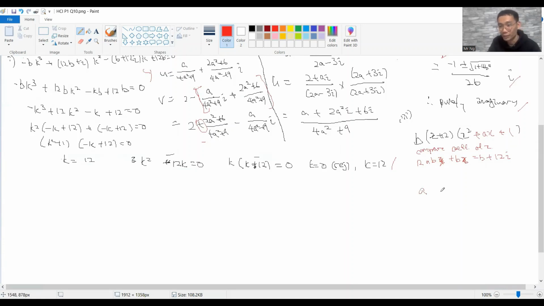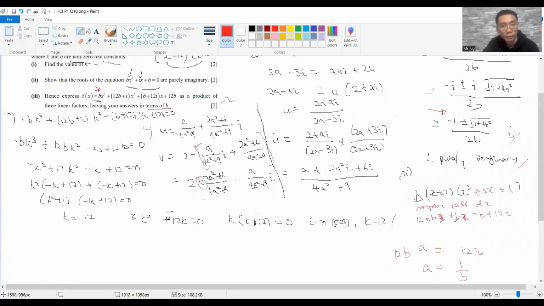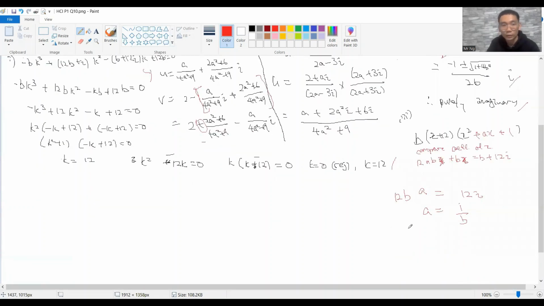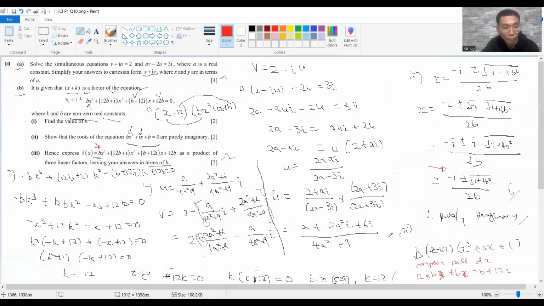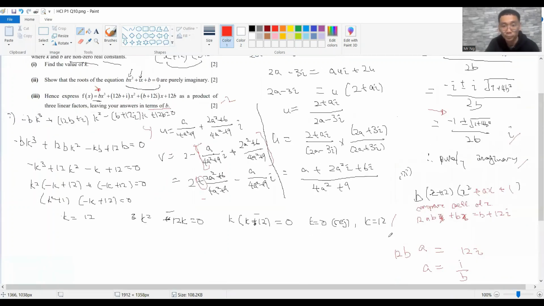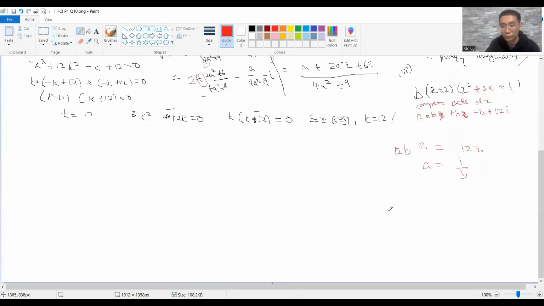Then after that, we are trying to solve for a. So this one minus b, so 12a equals 12b, so a equals b over 12. They want us to express it as a product, so it's b bracket x plus 12, then after that x squared plus x over b plus 1.